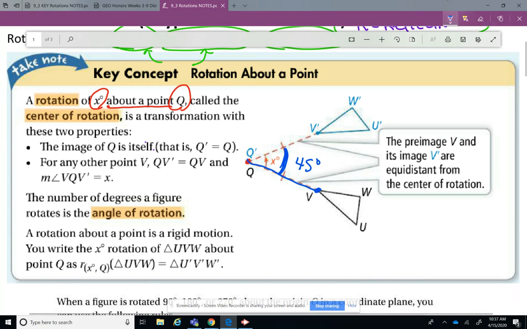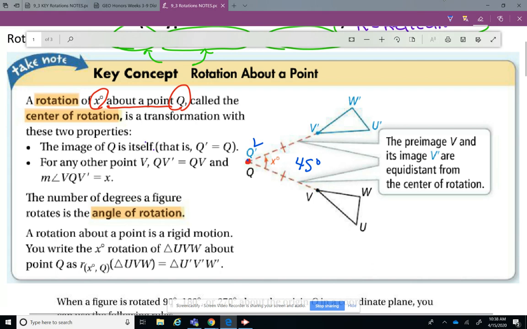If I rotate V 45 degrees and it becomes V prime, the distance from Q to V is going to be the same distance from Q prime to V prime. And it just so happens, because we're rotating it about point Q, that Q prime and Q are actually the same point, because that doesn't change.